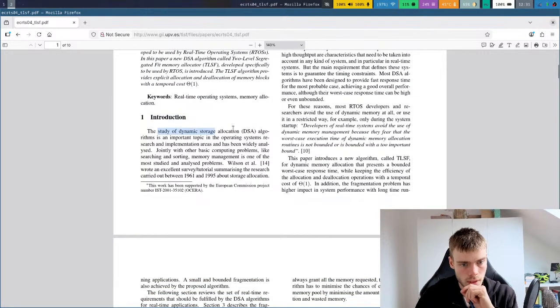Introduction. The study of dynamic storage allocation (DSA) algorithms is an important topic in the operating systems research and implementation area. It has been widely analyzed. Jointly with other basic computing problems like searching and sorting, memory management is one of the most studied and analyzed problems. Wilson et al. wrote an excellent survey tutorial summarizing the research carried out between 1960 and 1995 about storage allocation.